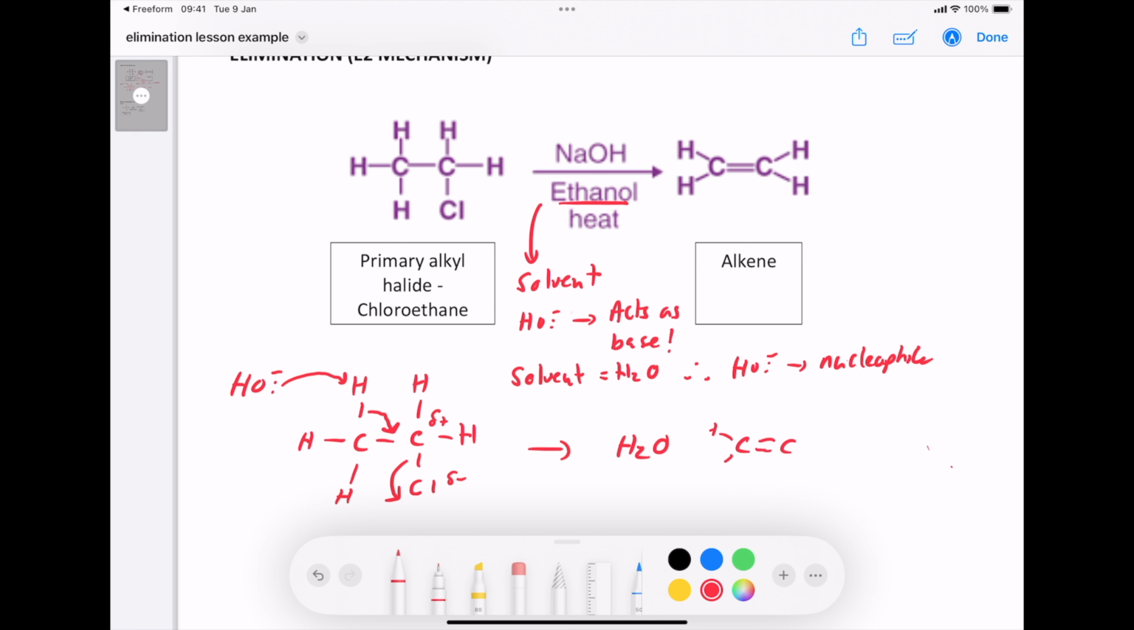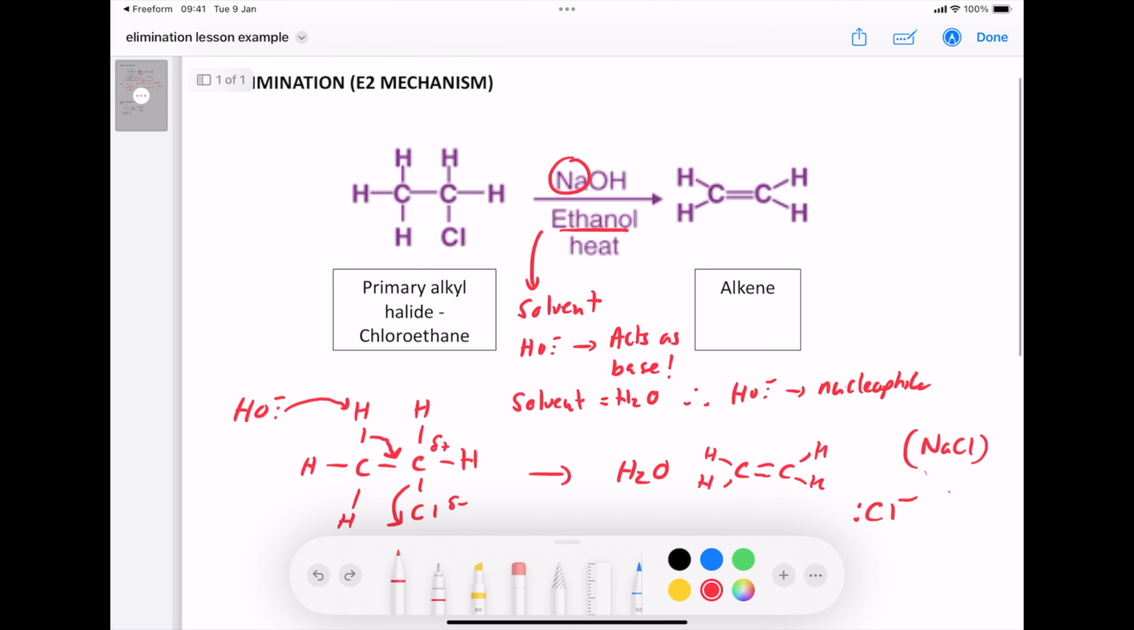So that extra pair of electrons forms a pi bond. The pi and the sigma make the double bond. And then the chlorine is kicked out. So that chlorine then would obviously pair with Na+ if you're writing a balanced equation, and you'd make salt. But leave out the Na+ because it's just a spectator ion.